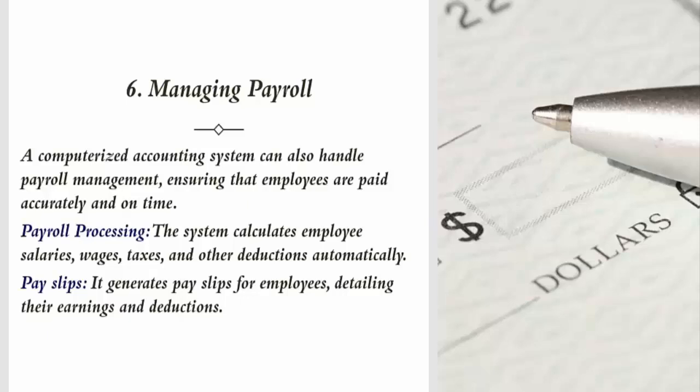6. Managing payroll. A computerized accounting system can also handle payroll management, ensuring that employees are paid accurately and on time. Payroll processing. The system calculates employee salaries, wages, taxes, and other deductions automatically. Payslips. It generates payslips for employees, detailing their earnings and deductions.